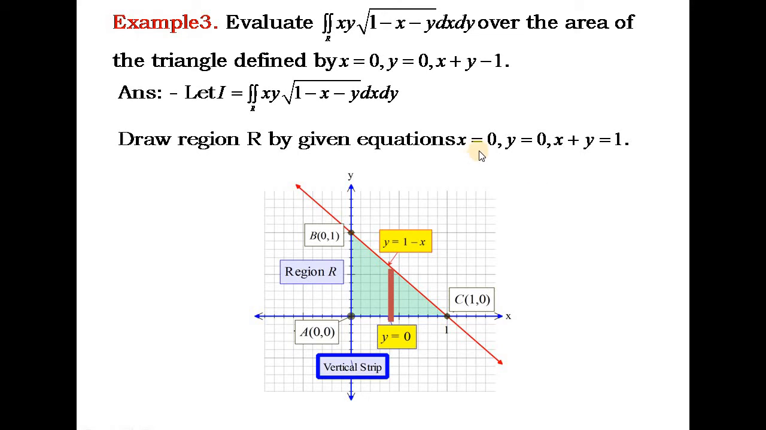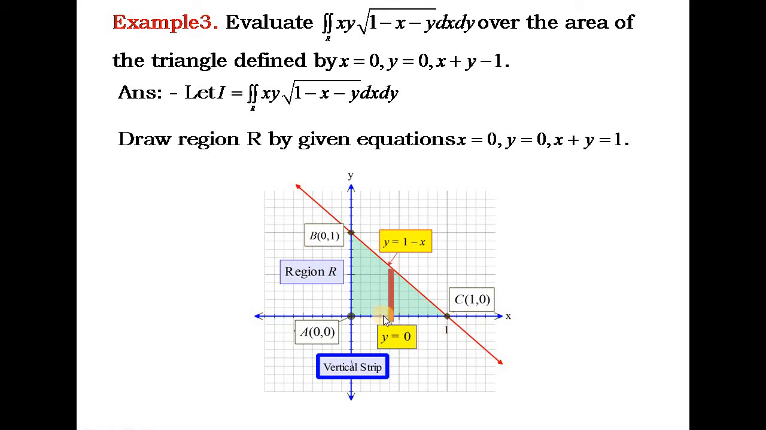x equal to 0 is the y axis, y equal to 0 means the x axis, and x plus y equal to 1. If x is 0, then y is 1, so the point is (0, 1), that is point B. If y is 0, then x is 1, so the point is (1, 0), which is point C. So the region is triangle ABC.